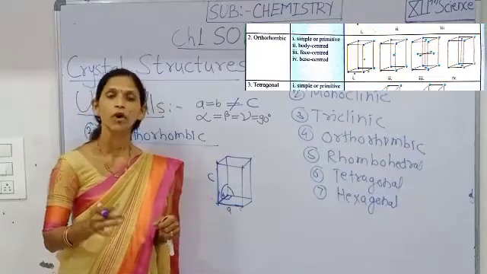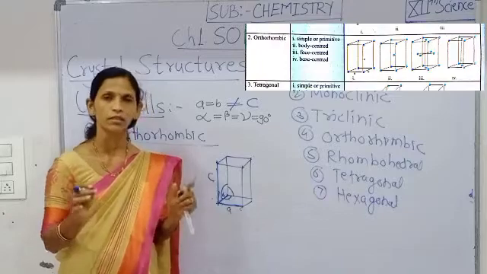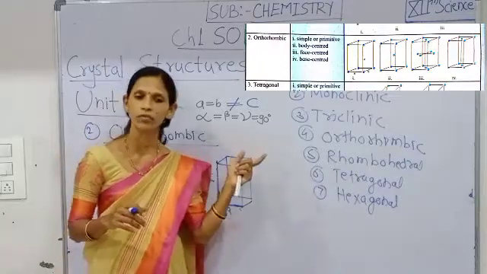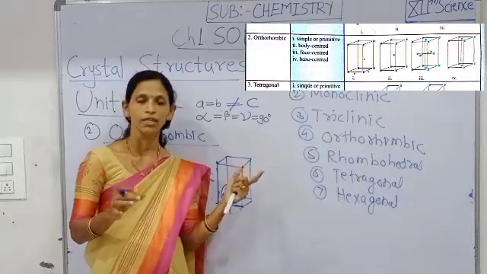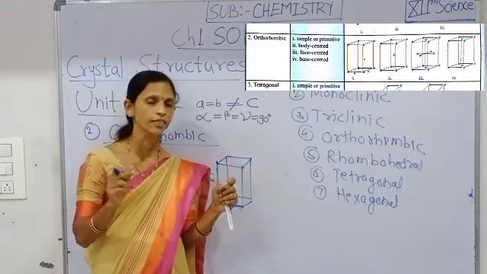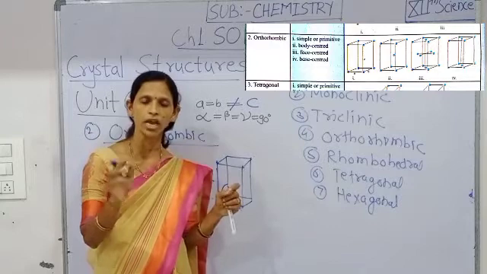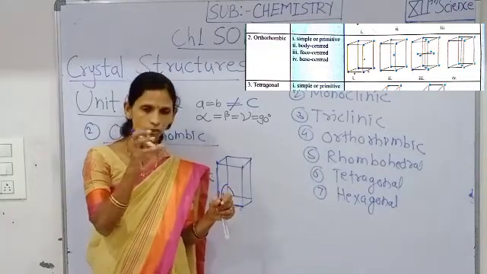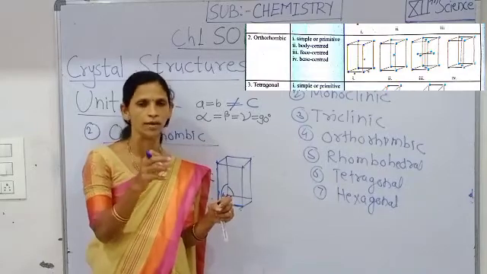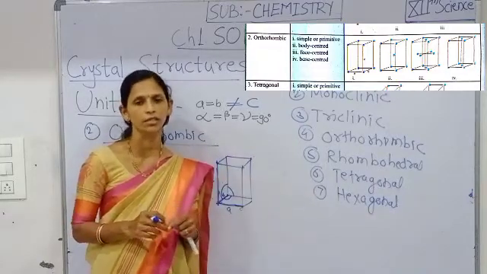Third one, body centered unit cell. See here, in this figure or in this unit cell of orthorhombic, 8 particles are present at each corner of that unit cell, as well as one more extra particle is present at the center of the body of that unit cell, that is body centered unit cell.